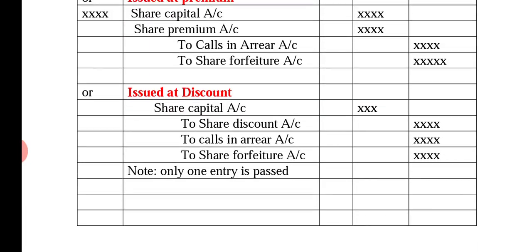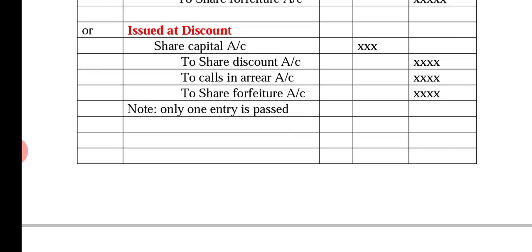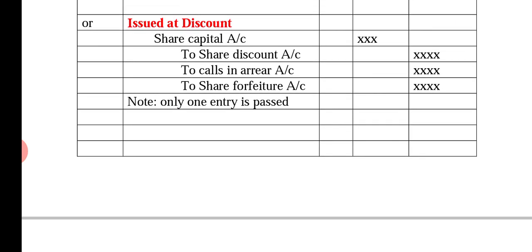Then we go to the next stage, issued at discount. Issued at discount, the discount is a loss, and the loss should be cancelled. In the same way: share capital account debit, to share discount account, to calls in arrear account, to share forfeiture account. At the time of issue, share discount account is debited. Now it is credited. We make a reverse entry.